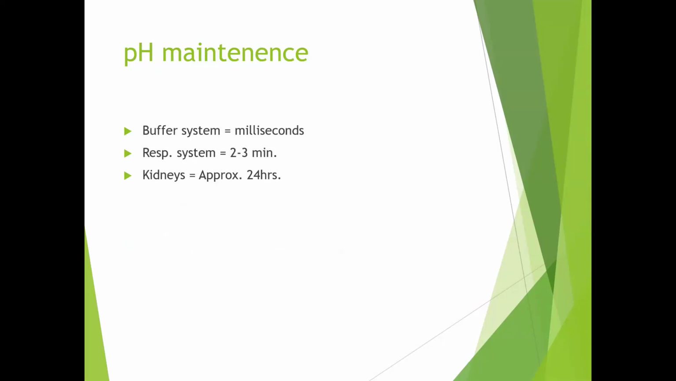Buffer system, milliseconds. Liver, stop making bicarb, kidneys pee it out. Respiratory system, a few minutes to really start having an impact. The kidneys, about 12 to 24 hours. It is the most efficient, but it's also the most delayed of the three of those systems doing the heavy lifting.